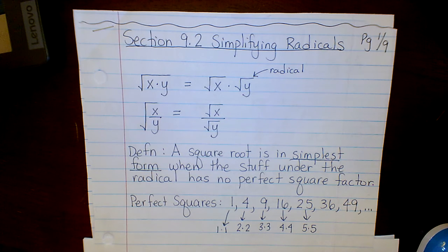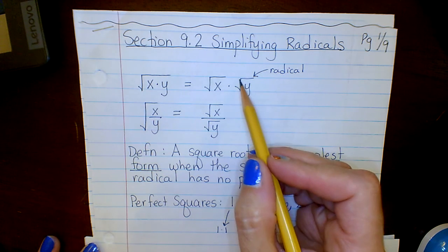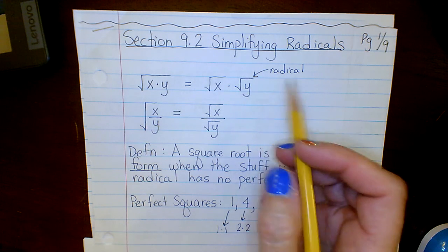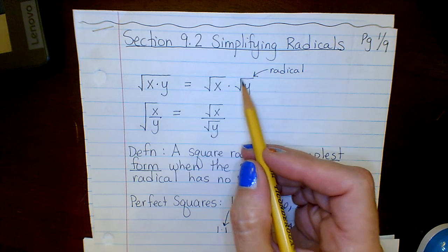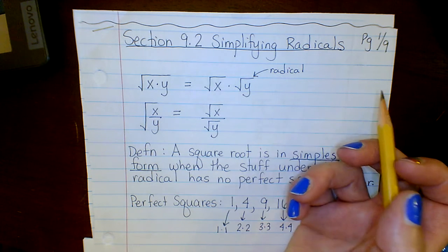This is section 9.2, and this is on simplifying radicals. So as we talked about in the last section, this symbol right here is called a radical. Now you might look at it and say, no, that's a square root symbol. You're correct. If this radical has no index written right here, that is a square root.